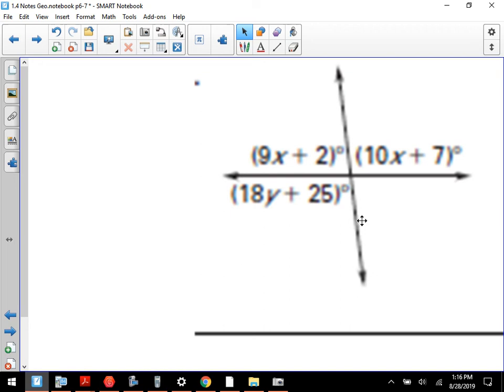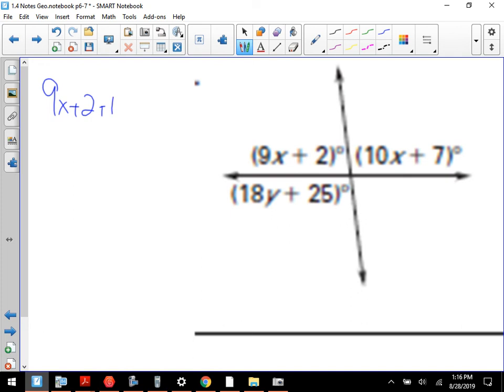So, obviously, in this case here, the first thing you have to solve for is which variable? X. So, X values. Are they linear pair or are they vertical? Linear pair, which means they have to add up to equal how much? 180. Good. So, combine your like terms, rewrite. You get 19x plus 9 equals 180.